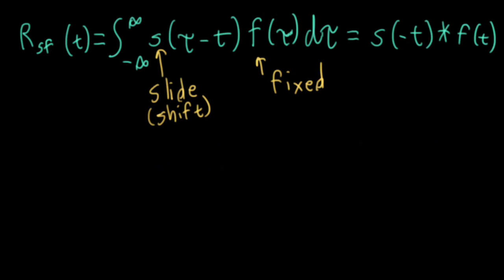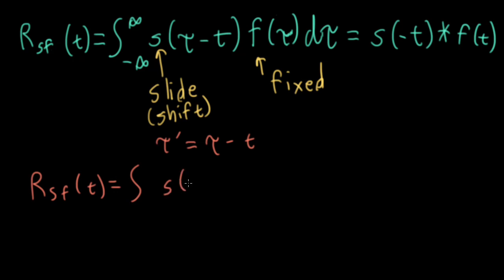Namely, let's do a substitution of variables. I'm going to write tau prime equal tau minus t. And if I do that, I can rewrite this cross-correlation as an integral of s of tau prime. And then I'll have f. Okay, so let's see. What is tau?